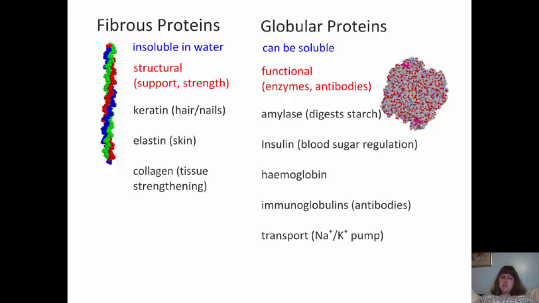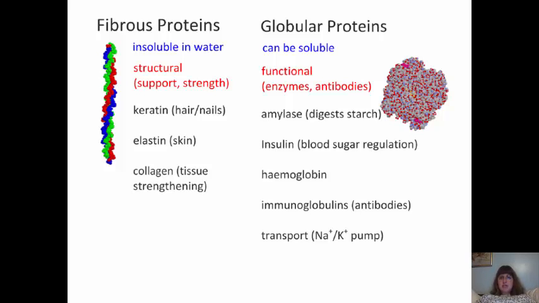Fibrous proteins are typically structural proteins. They help with support and strength of the organism or the cell, whereas globular proteins are functional. They could be enzymes or even antibodies. Examples of fibrous proteins: keratin in our hair and nails is a fibrous protein. Our elastin in our skin is a fibrous protein. And then collagen, which is a tissue strengthening protein, is a fibrous protein.